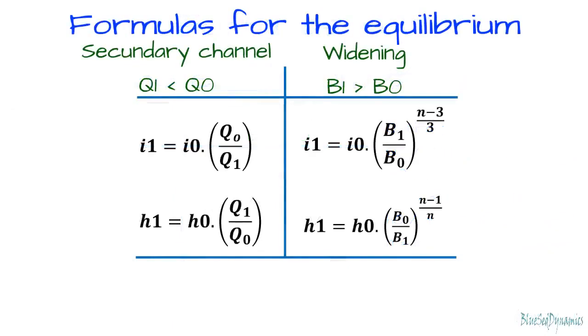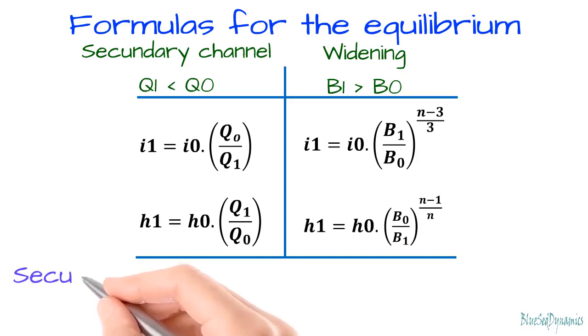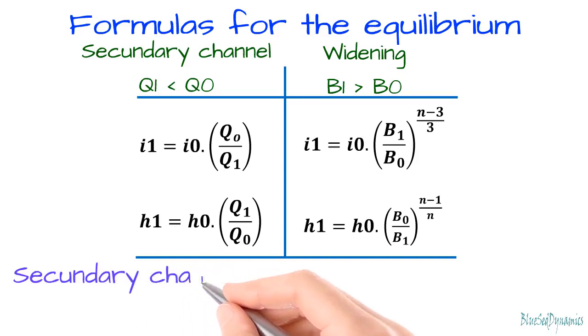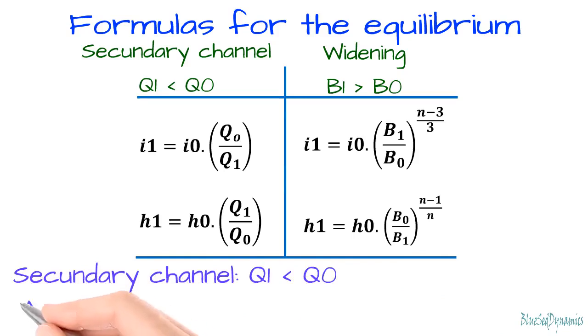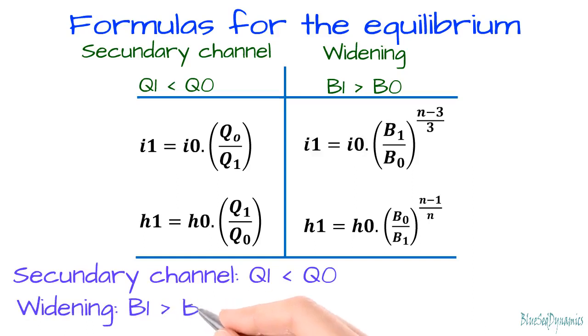For the case of a secondary channel, the new equilibrium state depends on the initial condition and the relationship between water discharges. The smaller Q1 is, the greater the slope. The opposite applies to water depth, the smaller Q1, the smaller H1. For a secondary channel, Q1 is less than Q0. For a widening, B1 is greater than B0. According to the equilibrium formula, I1 is then greater than I0 and H1 is less than H0.